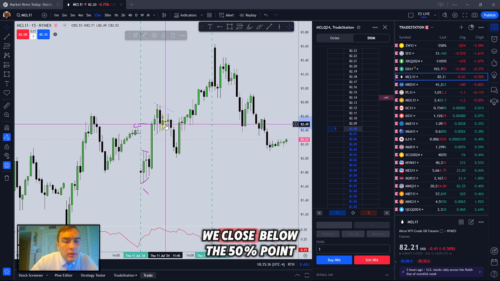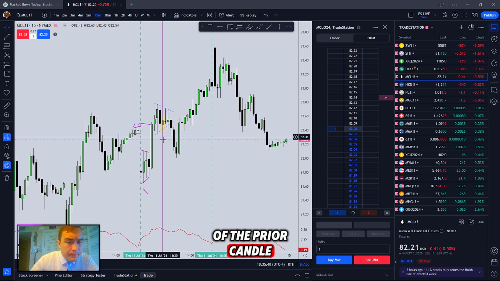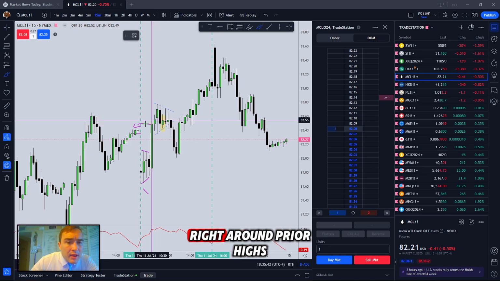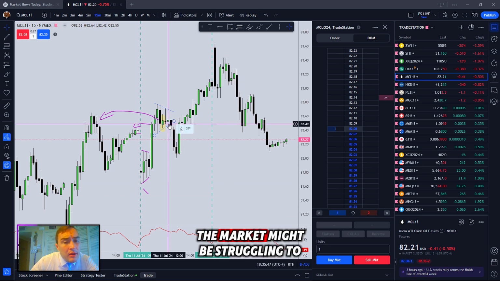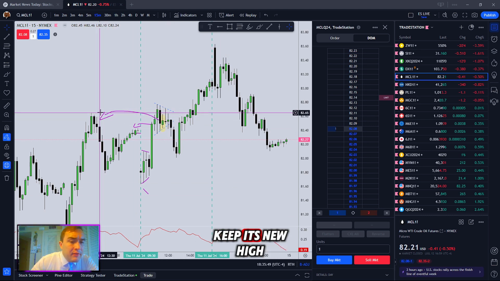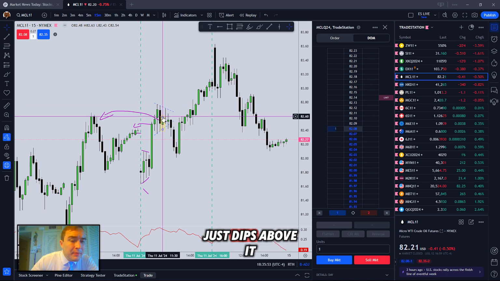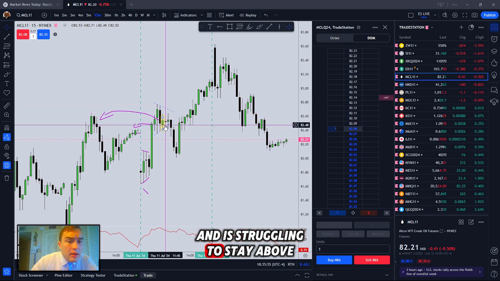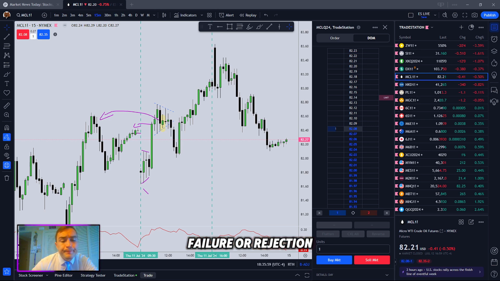Next candle, we close below the 50% point of the prior candle, but we're still sitting up right around prior highs. But what does that context tell you? Well, the market might be struggling to keep its new high, right? If the market breaks above a prior high, just dips above it, and is struggling to stay above, well, you could have what's called a failure or rejection or turtle soup.